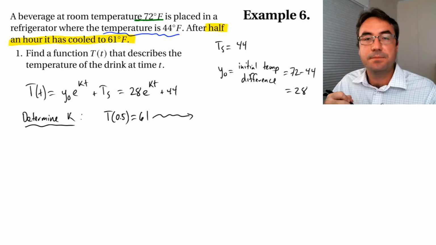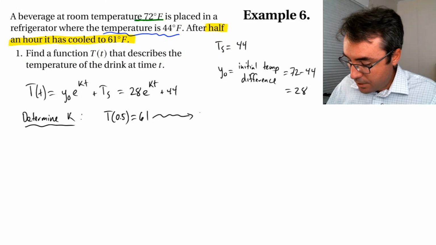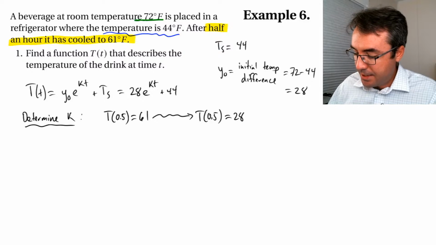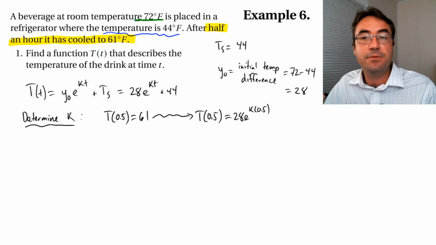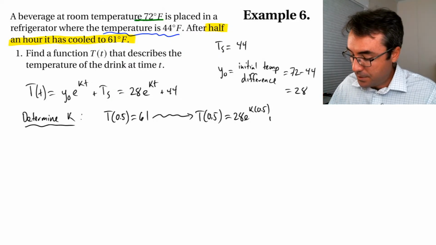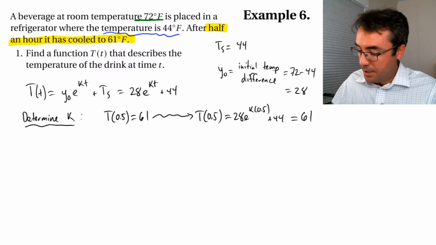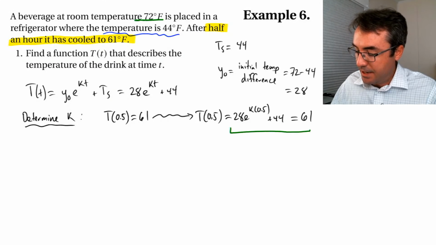So let's combine that with the temperature formula that we have so far. We know that T of 0.5, if we use our formula, is 28 e to the k times 0.5, so we're plugging 0.5 in for T, plus 44. And this value should be equal to 61. So what we have now is an equation that we can then solve for K.